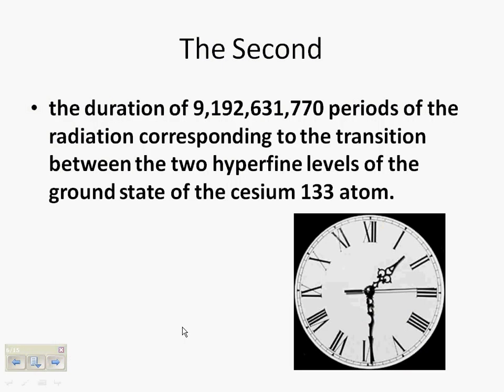Okay, a second. I'm not going to read that number, but it's the duration of that many periods of the radiation corresponding to the transition between 2 hyperfine levels of the ground state of the cesium-133 atom. So cesium, that's an isotope, which we'll be learning about ever so soon. And that's the definition of a second.